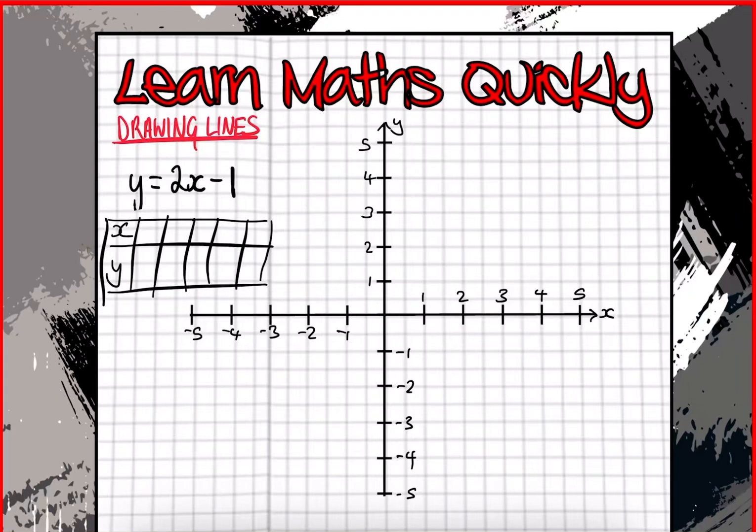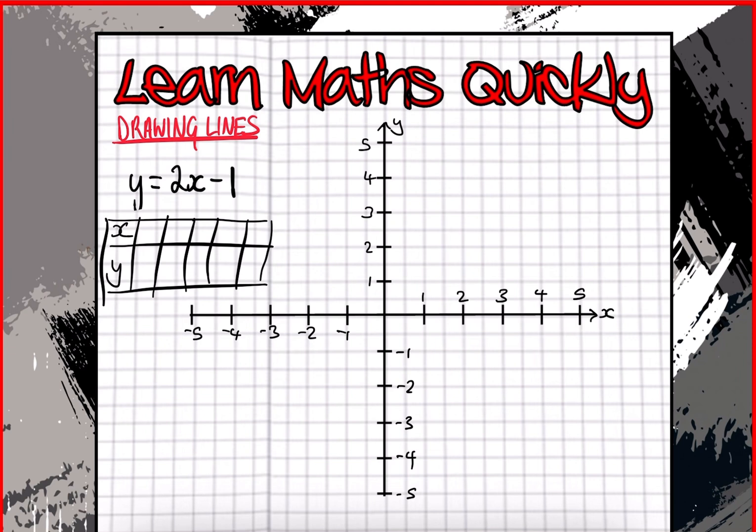Today I'm going to try to teach you the two main ways of drawing lines on a grid. The first method involves substitution. As you can see on the left hand side, I've created a little table of x values and y values. At the moment it's blank, and there's a very good reason for that.